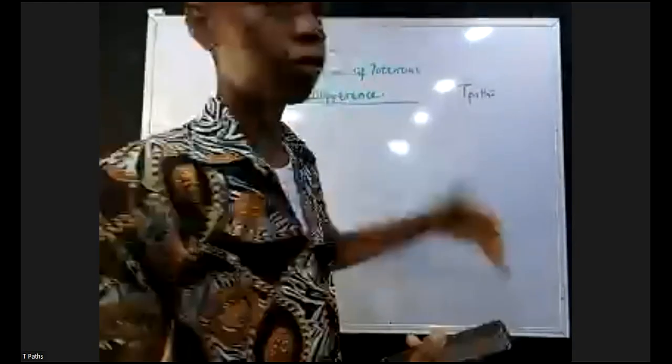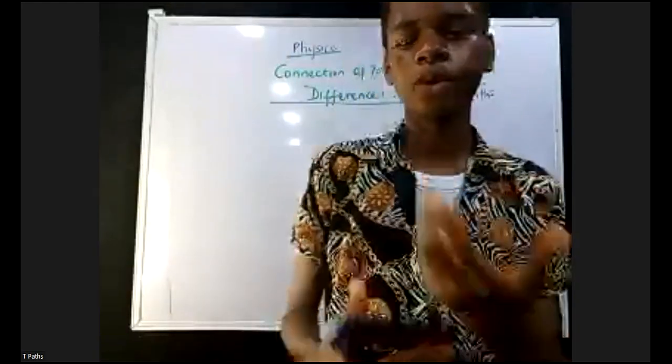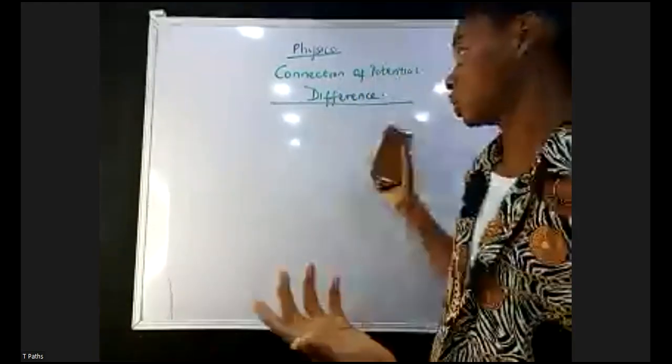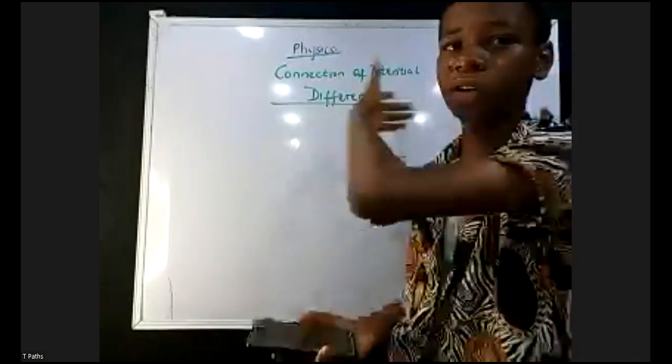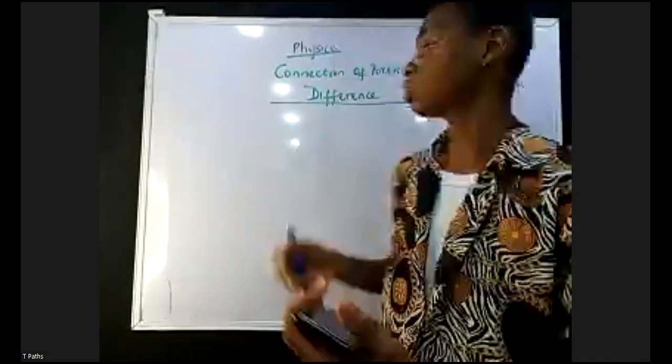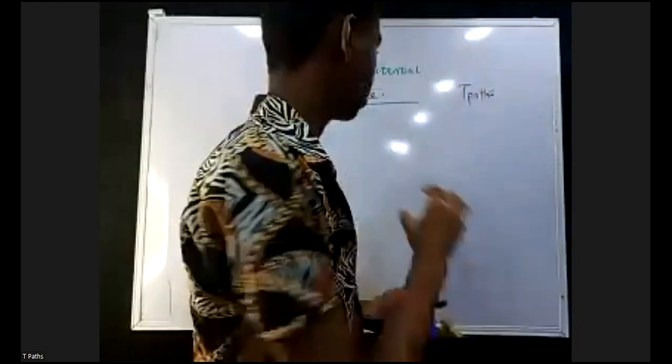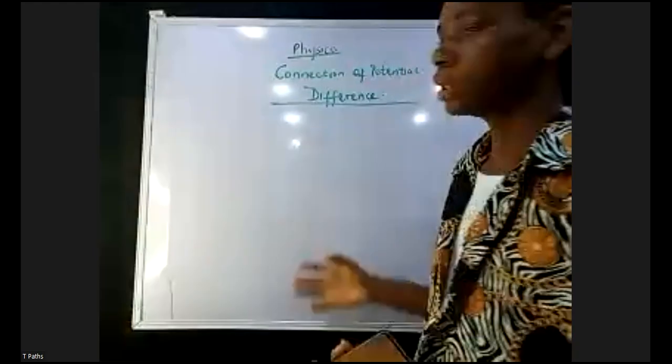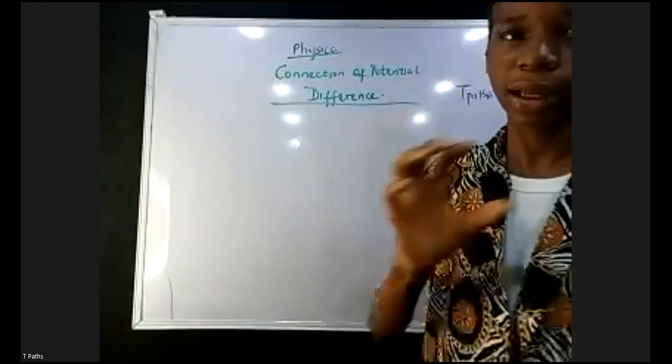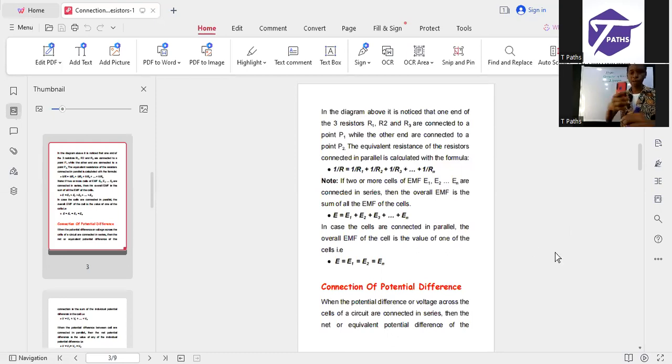So today we'll be doing connection of potential difference. Like we all know, potential difference was already defined in one of our previous classes. Now, if resistors are connected in series, how do I calculate the potential difference?